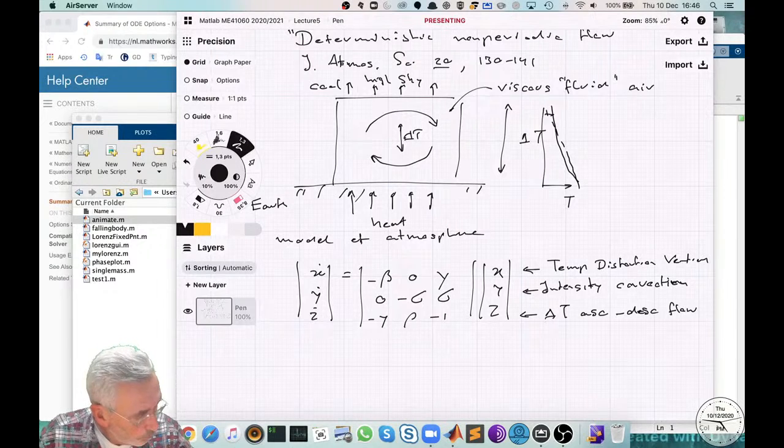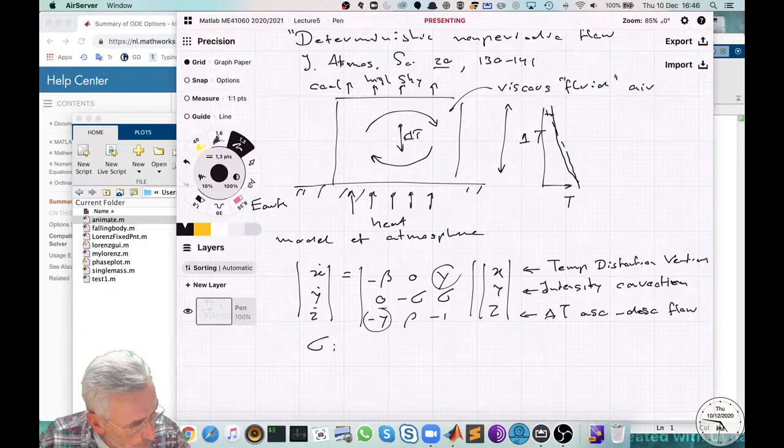This is the differential equation, and although it looks linear, it's not linear. Note, because here is a y, so you have y times z here, and here you have y times x. So there is a nonlinear coupling. Note these terms, and these are constants. And what are the constants?